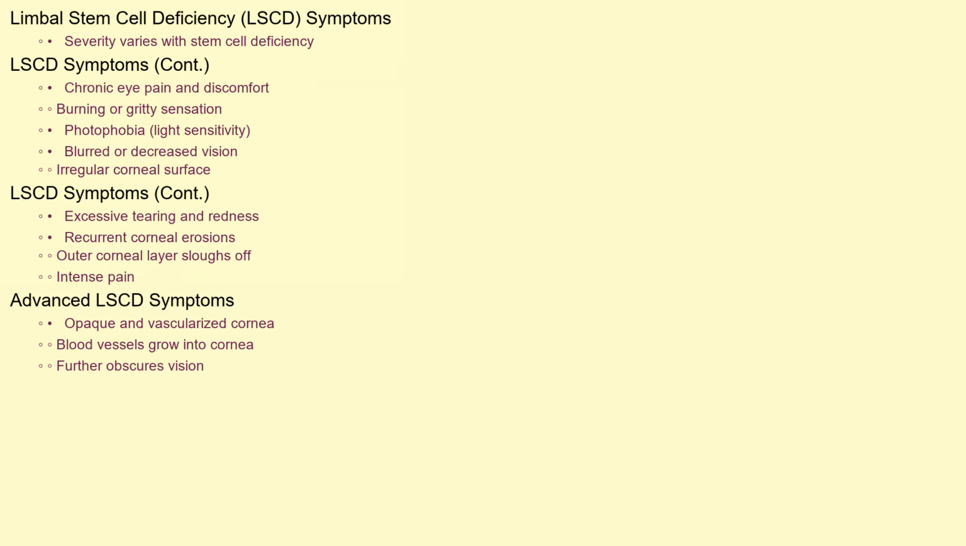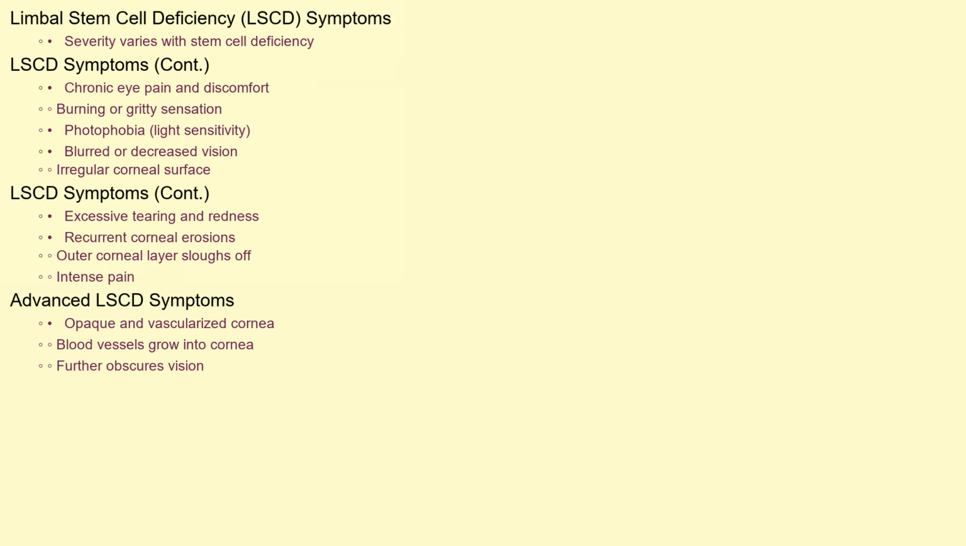The symptoms of LSCD can vary in severity depending on the extent of the stem cell deficiency. Common signs include chronic eye pain and discomfort, often described as a burning or gritty sensation. Increased sensitivity to light, known as photophobia, is also frequently reported. Blurred or decreased vision is a hallmark symptom, resulting from the irregular corneal surface. Other symptoms may include excessive tearing, redness, and recurrent corneal erosions, where the outer layer of the cornea sloughs off, causing intense pain.